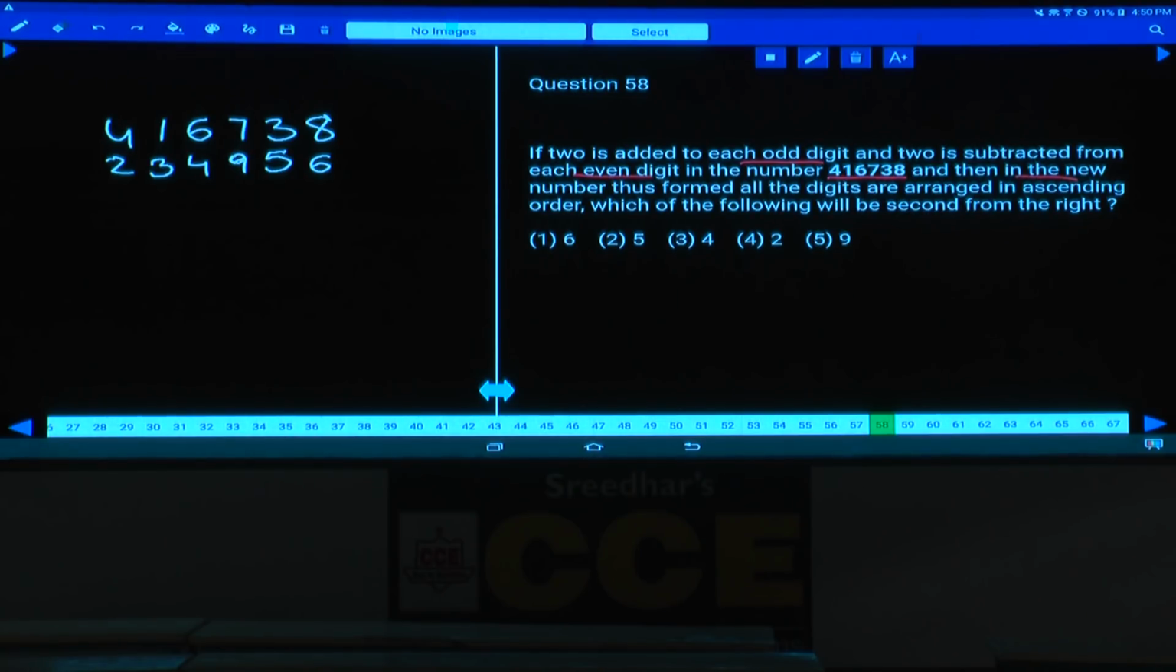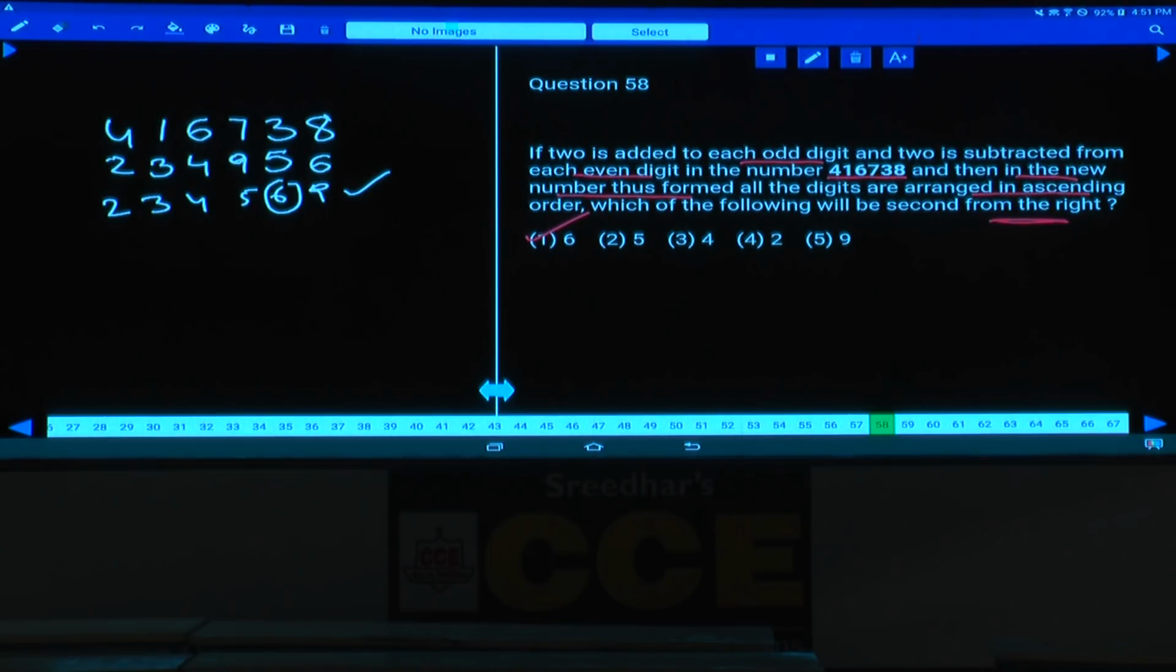Then in the new number thus formed, all the digits are arranged in ascending order. Now all these digits are arranged in the ascending order, then which of the following will be second from the right hand side? Second from the right hand side will be what? The digits are 2, 3, 4, 5, 6 and 9. First from the right is 9 and the second from the right hand side is 6, and it is given in choice 1. Now in ascending order, which of the following will be second from the right hand side? Tell me which is the second from the right hand side? 6, and it is given in choice 1. Now question number 58, choice 1 is the answer.